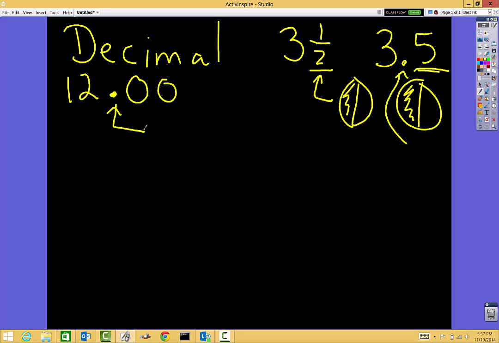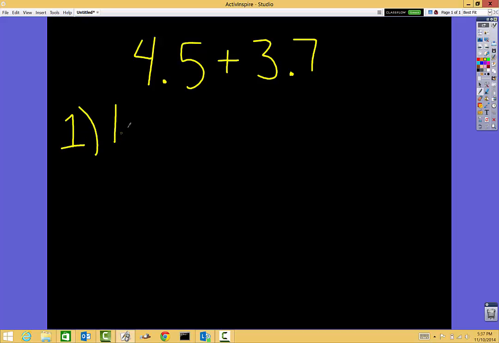Alright, so today we're going to be focusing on adding and subtracting decimals. So if you remember, a decimal is any number that has that decimal point. So I could have something like 4 and 5/10 plus 3 and 7/10. And I have some steps I'm going to follow. Step number 1 is always line up decimals. You're lining up all those decimal points.